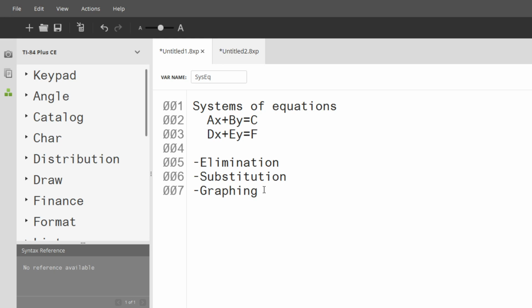And your third solution is the graph, where you turn this into a y is equal to equation, turn this into a y is equal to equation, and then you find the point at which this graph intersects this graph. That gives you the solution in x and y that have to be true of this equation to get the numbers that c and f represent.